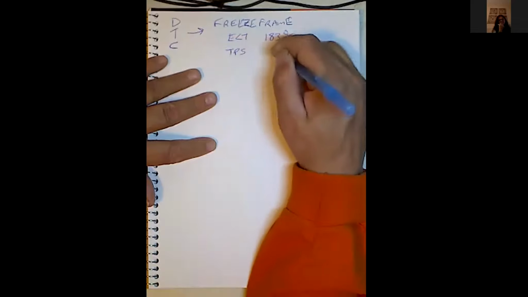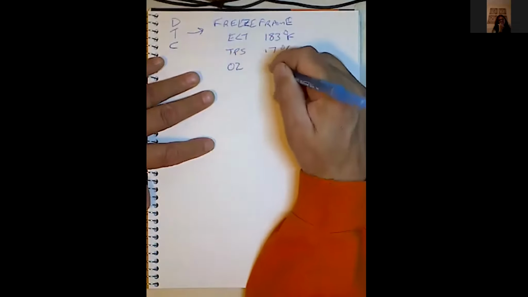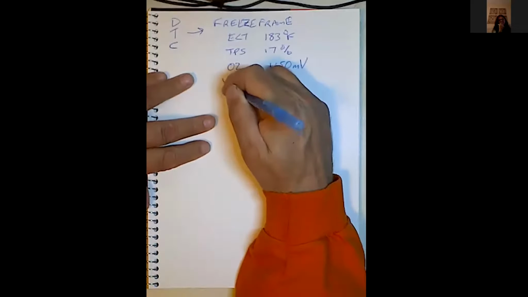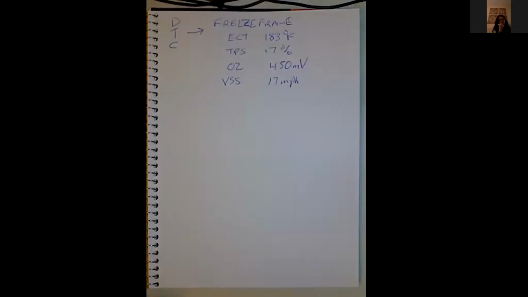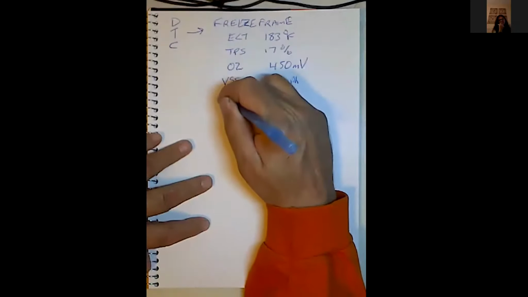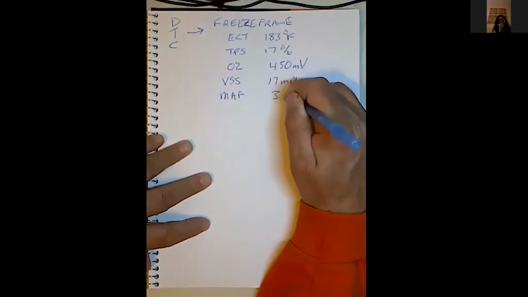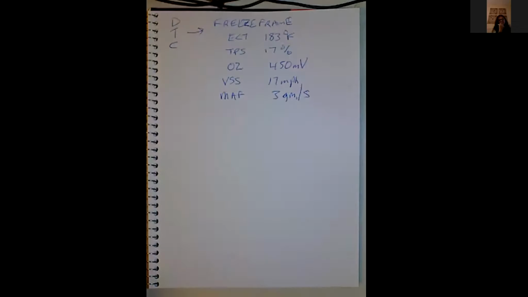It's going to tell you that TPS was at 17%. It's going to tell you that the oxygen sensor was at 450 millivolts. It's going to tell you that the VSS, the vehicle speed sensor, was at 17 miles per hour. It's going to tell you that the mass airflow sensor was at 3 grams per second. Just stuff like that. And that's going to help you with an idea of how to fix this problem. That's the whole idea behind the freeze frame.